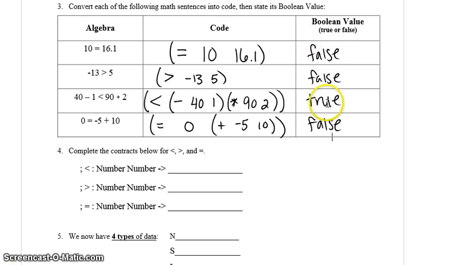Make sure you have the correct Boolean values written down here. Remember, these were all yes or no questions. Is 10 equal to 16.1? The answer is no, so that's a false. Is negative 13 greater than 5? That's a no, so that's false, and so on. So these trues and falses are Boolean values.